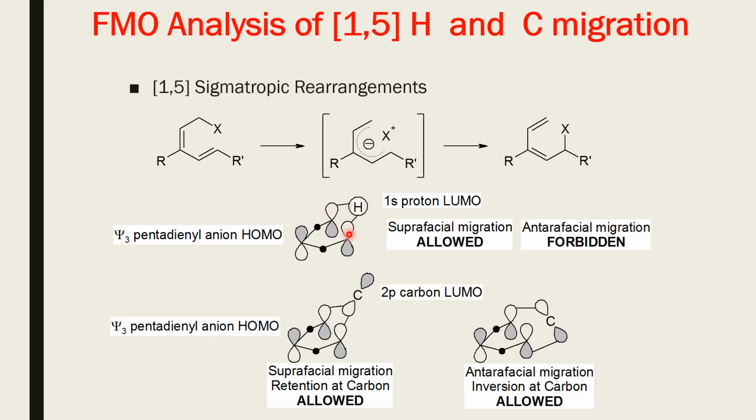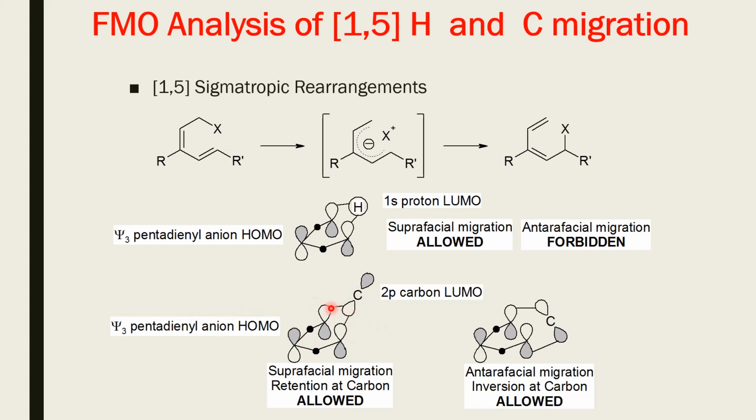Now you see in the HOMO, the like faces are coming out on the same side. So this is a suprafacial migration. It is allowed under thermal conditions. Antarafacial would be forbidden. But if you take a carbon group, let us assume that X is an alkyl group. Then again, like we saw in the previous slides, the carbon could make use of its p lobe, or it could be a lobe like this, or it could make use of both the p lobes.